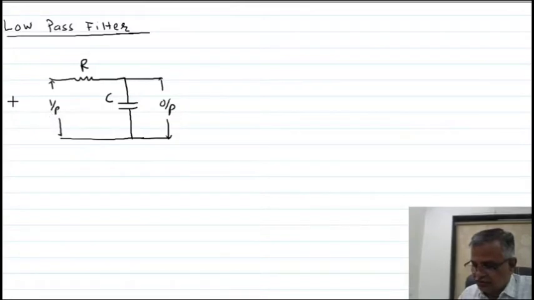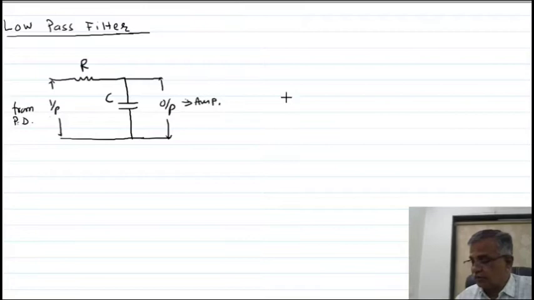Here the input is nothing but the input from the phase detector. The output of the phase detector will become the input of the low pass filter, and the output of the filter will be the input of the error amplifier. So here it is connected to the error amplifier.